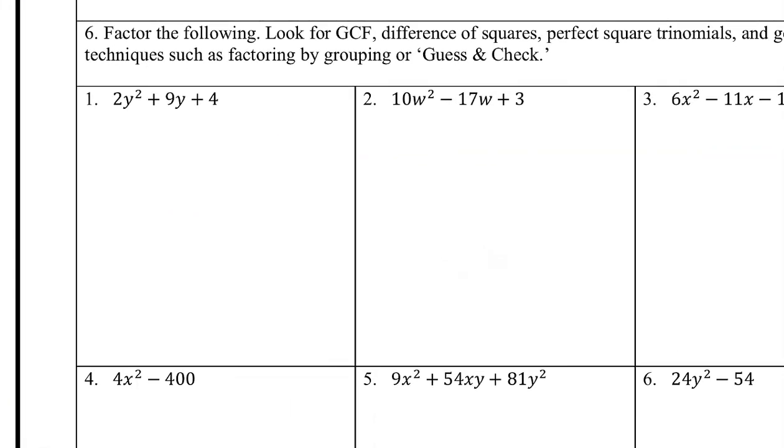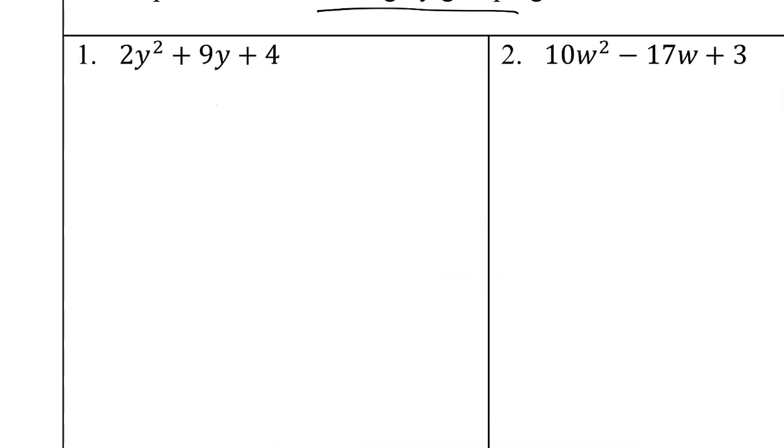We'll do some factoring. Look for a greatest common factor, difference of squares, perfect square trinomials, factor by grouping, etc. So let's look at number 1. We'd like to factor this. Now you could probably guess and check, but let me walk you through the process again. We multiply the a and the c term. That would give us 8. And we want factors of 8 that will add to 9. So factors of 8 is 1 times 8, 2 times 4. So the one we're looking for, we'd be using the 1 and the 8.